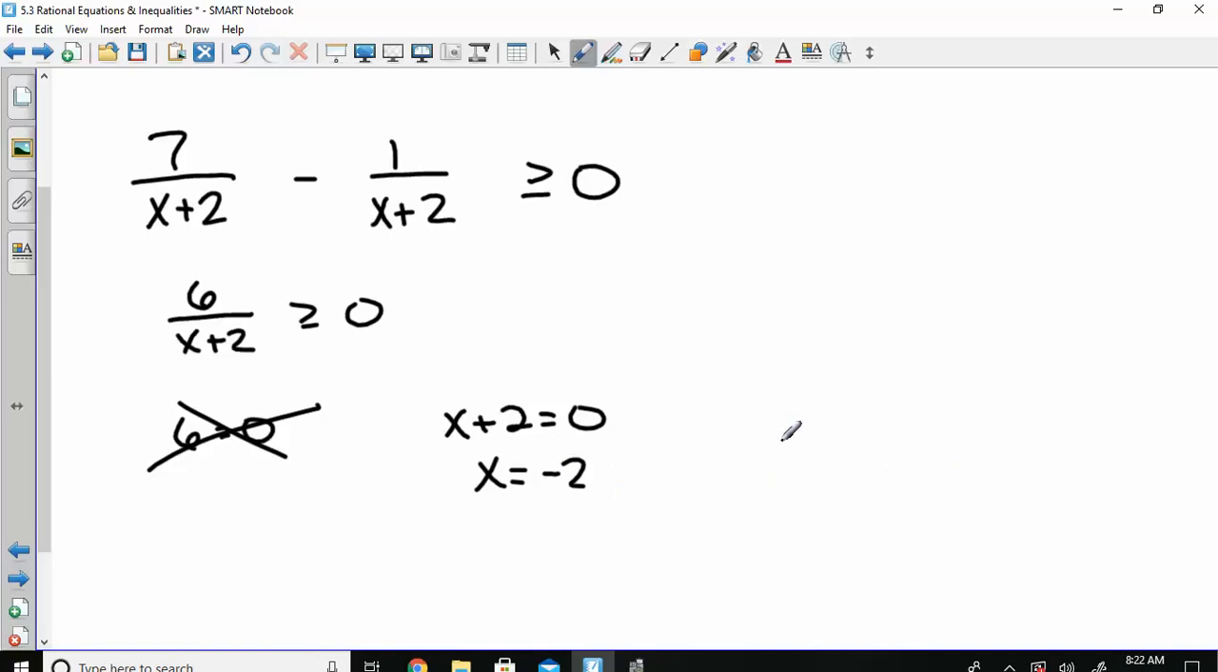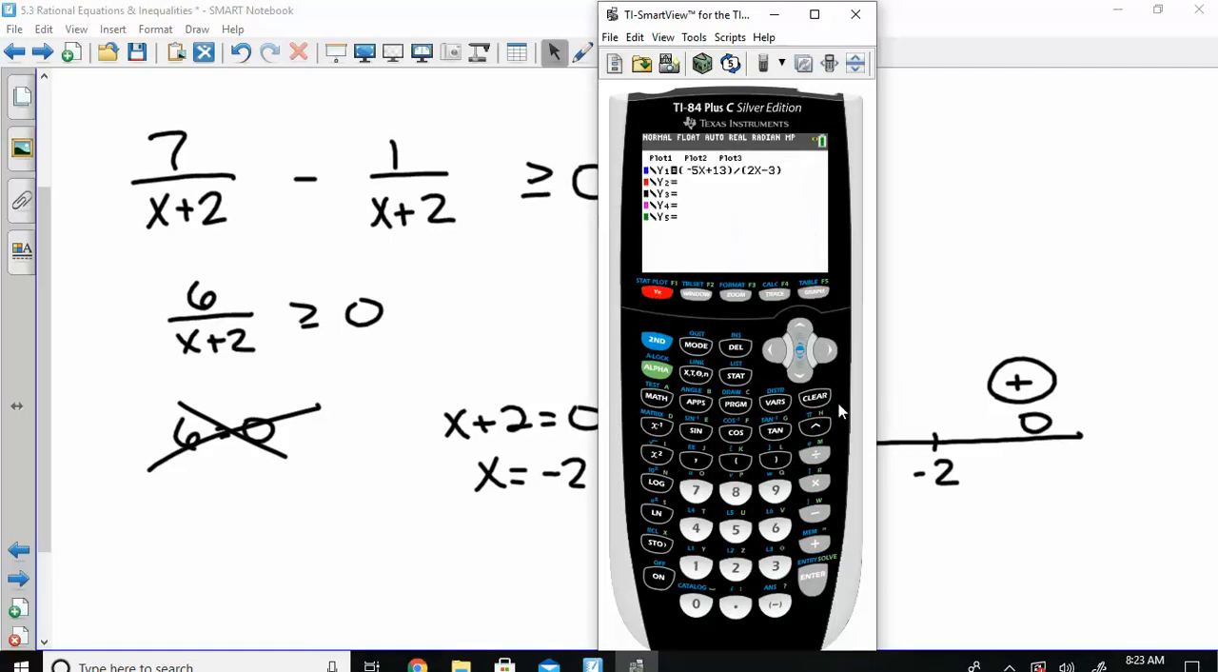So this time the only x value I get is negative 2. If you like to pick numbers, smaller than negative 2, maybe a negative 3, bigger than negative 2, maybe a 0. If you plug in a negative 3, 6 over negative 1 would be a negative. 6 over 2 is positive. Or if you graph it, we can see the graph starts out below the axis, so it starts negative, then it switches to positive.